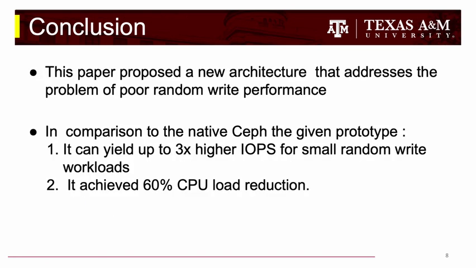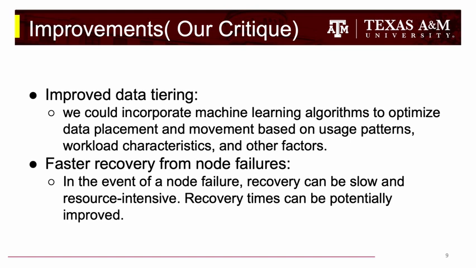To conclude, the paper proposed a new architecture that addressed the problem of poor random write performance. Compared to the native Ceph, the given prototype yields 3 times higher IOPS for small random write workloads. It also achieves a 60% CPU load reduction. We also observed significant improvements that can be made to the proposed system.